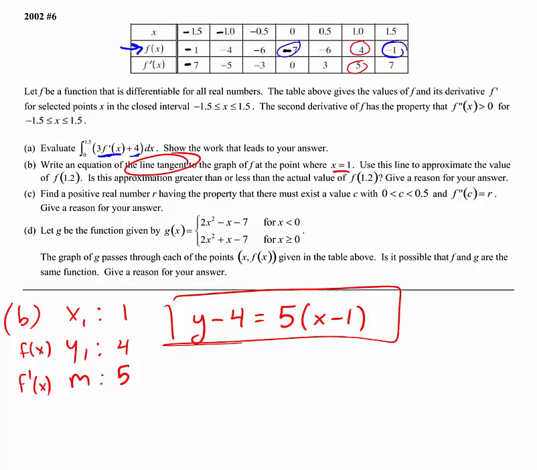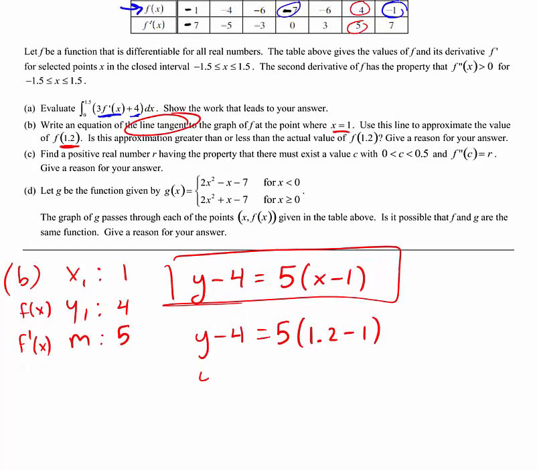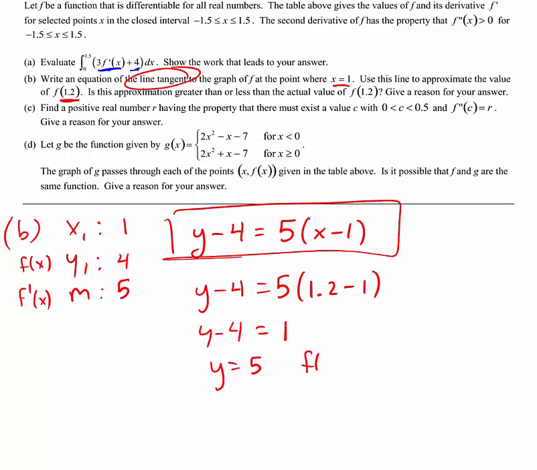If you look at the answer key online, they move the 4 over. This is full credit here, that's fine. Then use this to approximate f of 1.2. So for f of 1.2, we plug that in for x. It gives us y minus 4 equals 5 times 1.2 minus 1, which is y minus 4 equals 5 times 0.2, which is 1. Add the 4 over, y is equal to 5. I'm just going to rewrite this as f of 1.2 is approximately 5, because that's what we solved for, and approximately because it's an approximation.